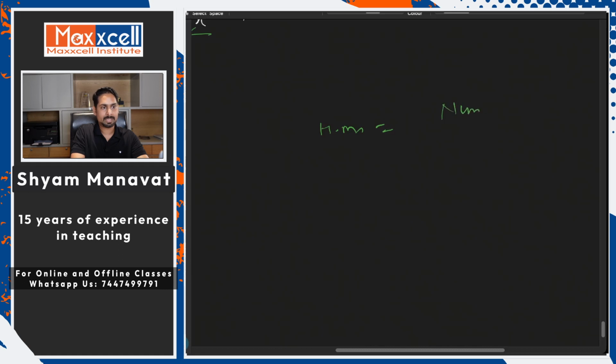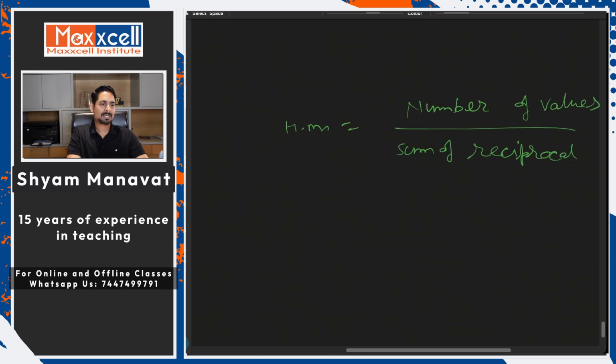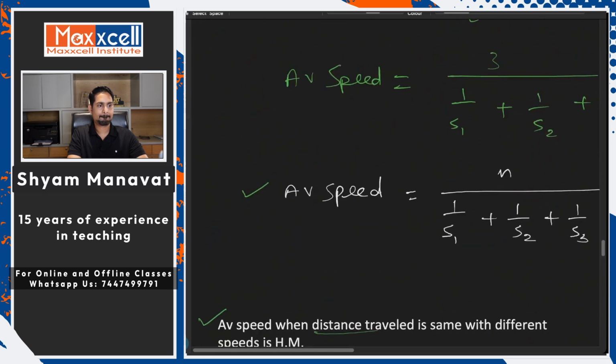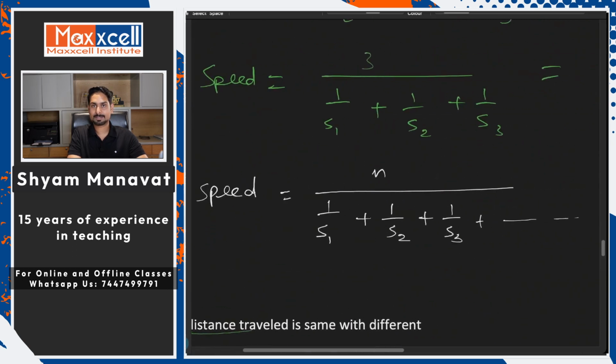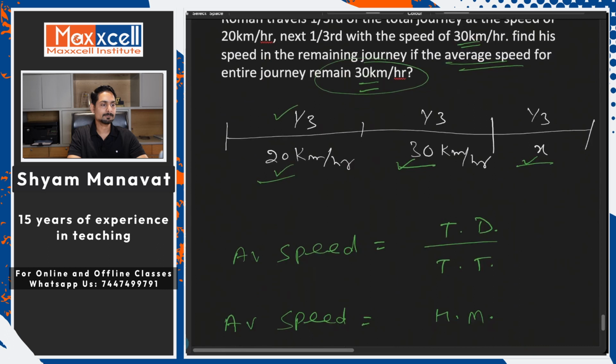Number of values by sum of the reciprocals of the numbers we have, like in this case speed. So number of values by sum of reciprocal. That's harmonic mean, and we can use this because distance is same.